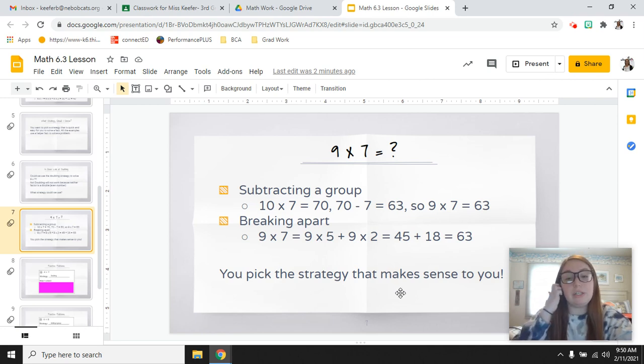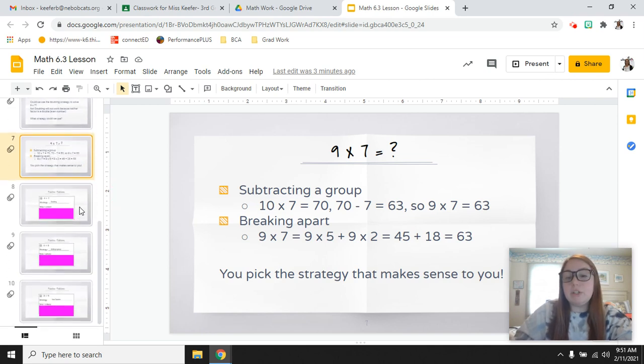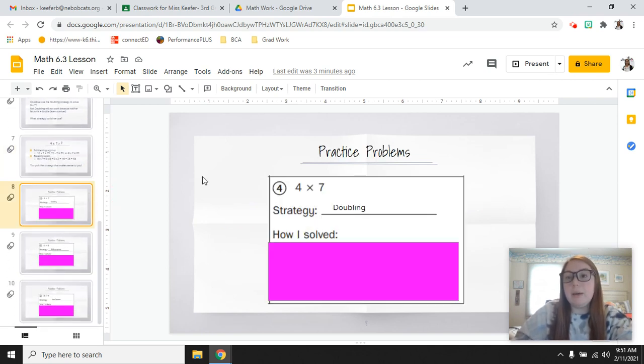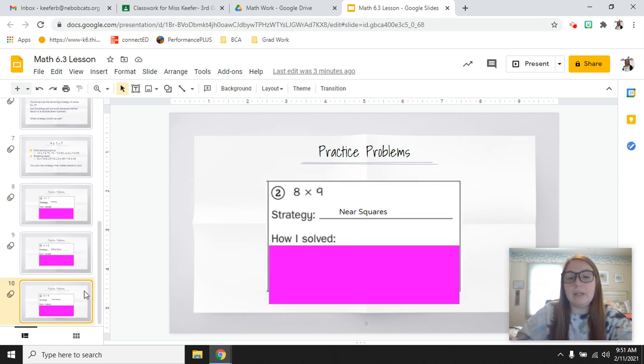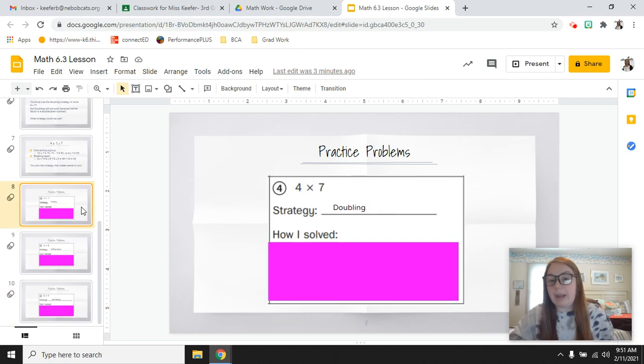Again, you pick the strategy that makes sense to you. Personally, I think for this one, the subtracting a group was a little bit quicker for me because I knew this fact. Whereas with breaking apart, you had to solve more facts and it involved a little bit more steps. But again, I want you to pick the strategy that works best for you. So now what we're going to do on our whiteboards is solve 3 problems together. One will be practicing doubling, one will be adding a group, and one will be near squares.